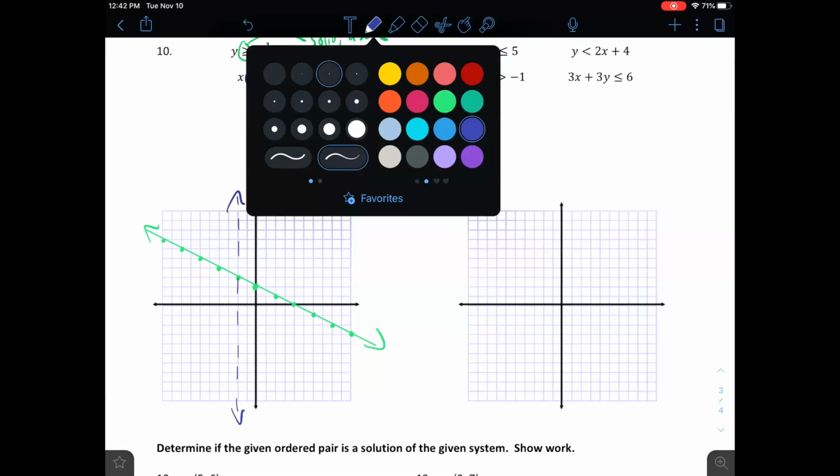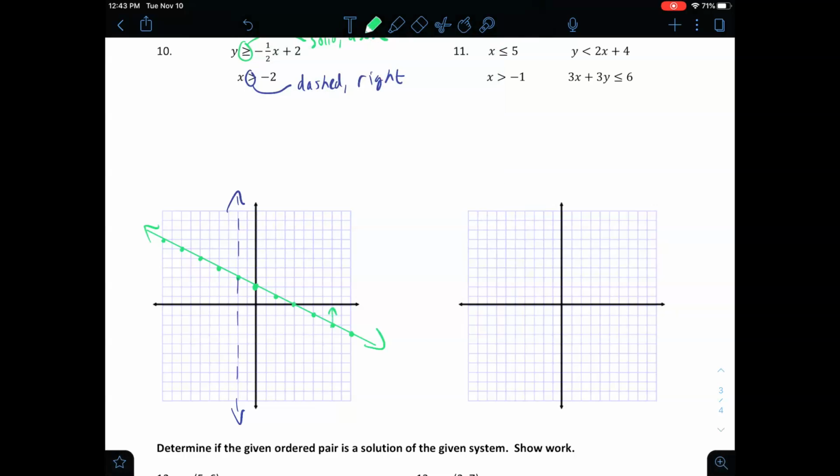Oh, sorry, I forgot to draw some arrows for the last equation. So we're going to draw some arrows going above like this for the green one. And then for the blue one, or indigo one, we're shaded to the right. So we're going to go to the right. And I'm just going to stick up there because it's got to be above and to the right.